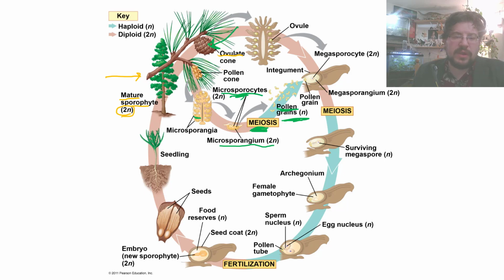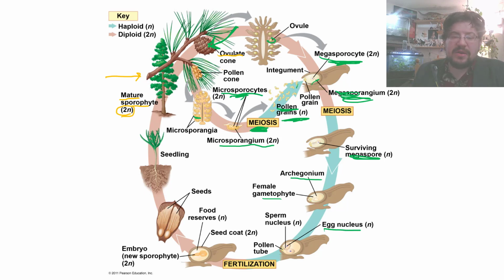Over here in ovulate cone land, we have the megasporangium. Right? So we have the ovule, which is the integument, and megasporangium. And the megasporangium produces the megasporocytes. The megasporocyte undergoes meiosis to give us megaspores. The megaspore develops into a very small megagametophyte, which produces a very small archegonium, which gives us an egg nucleus.